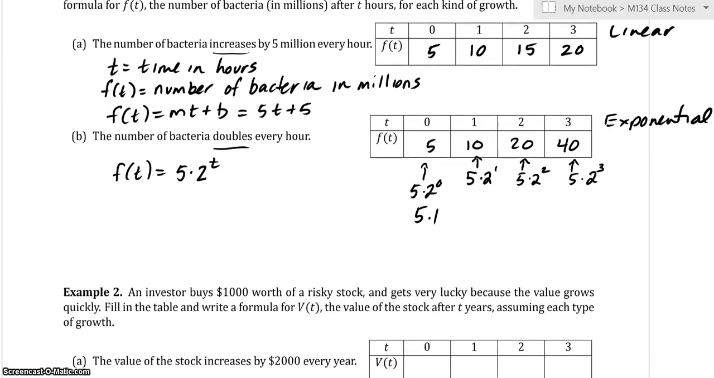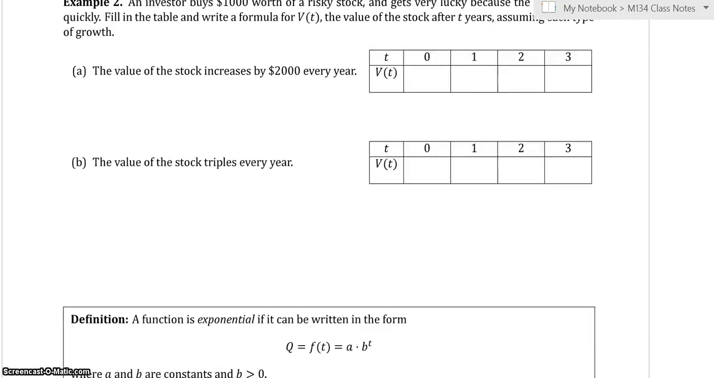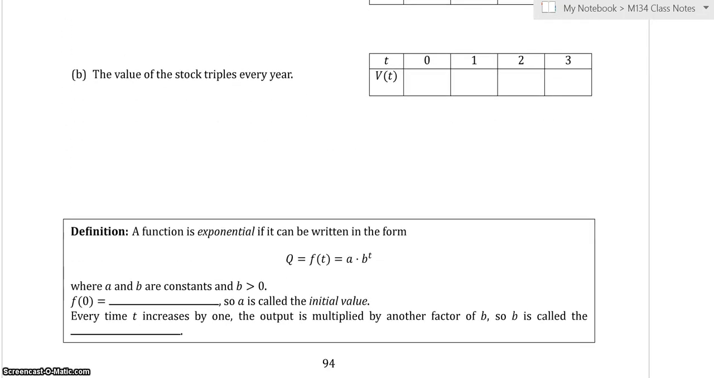So if you skip example 2 just for a second, and we go back down to the end here, you'll see the definition. A function is exponential if it can be written in this form, a times b to the t, where a and b are constants, and b has to be bigger than 0. F of 0 equals a, because if you plug in a 0 here, b to the 0 is 1. And a is called the initial value. Every time t increases by 1, the output is multiplied by another factor of b. So b is called the factor.